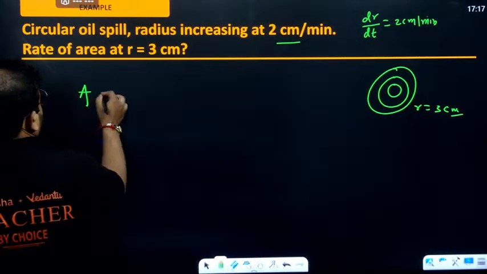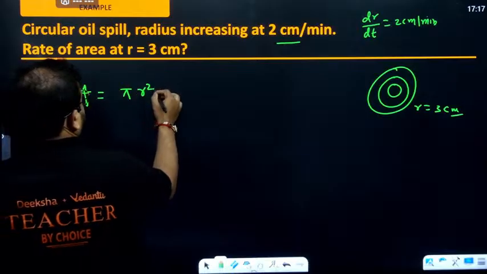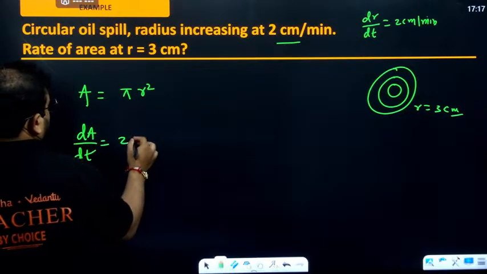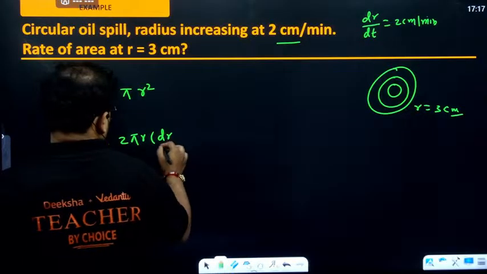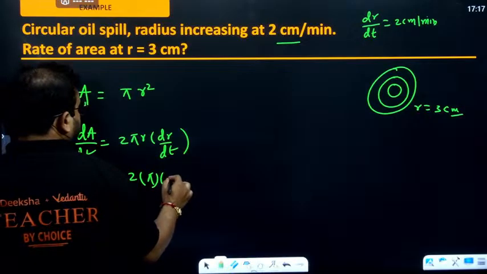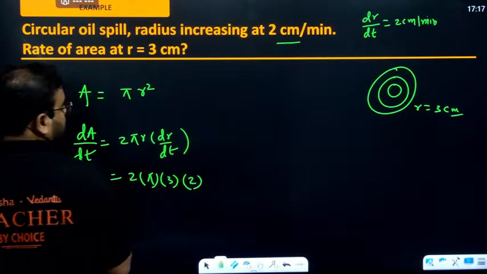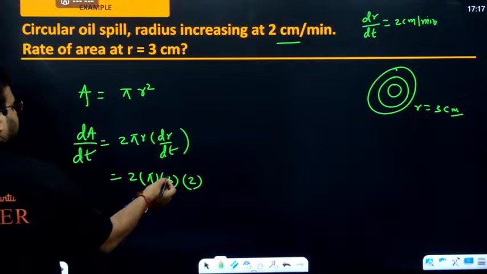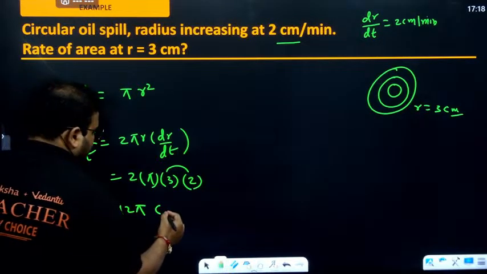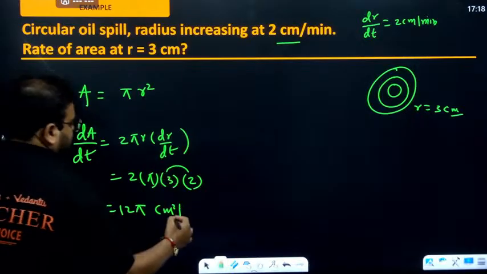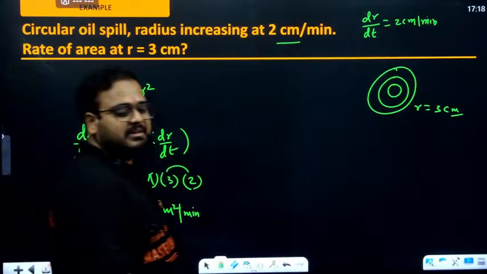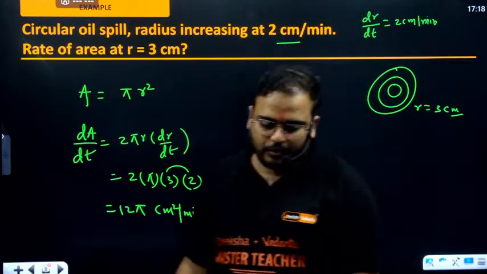So let's write circular area first. We'll have pi r square, differentiate area. They're asking us this only. We get 2 pi r dr by dt. So 2 times pi. R value is given as 3. And this is also given as 2. Right? That is 2. So we have 3 times 2 is 6, 6 times 2 is 12. 12 pi. Change of area. So centimeter square per minute. Time they've given in terms of minutes only. Did you all get the same answer?